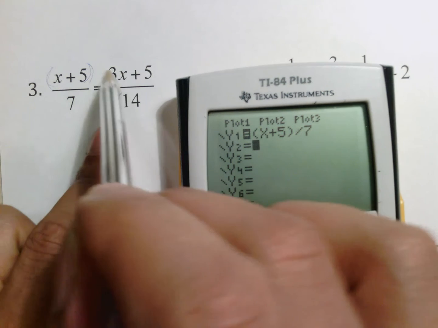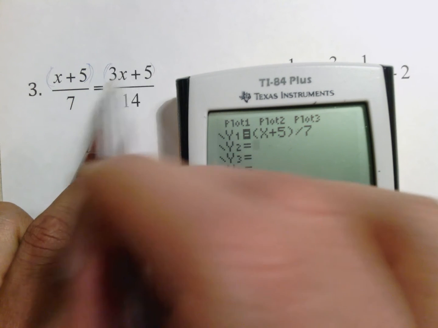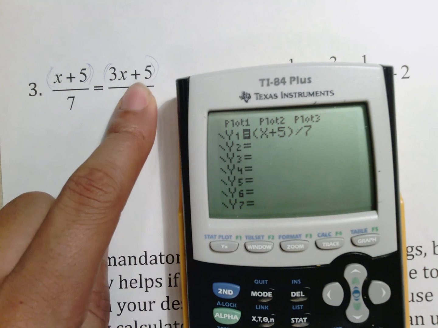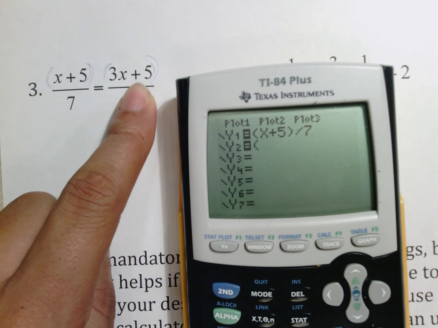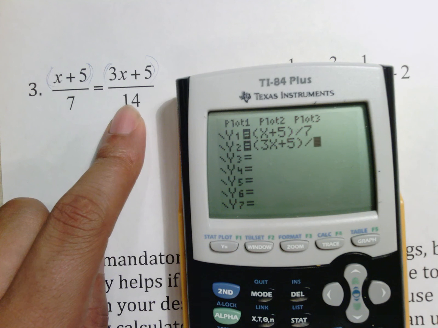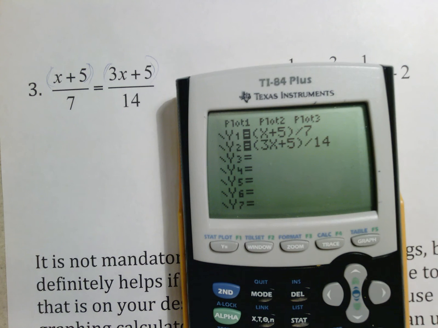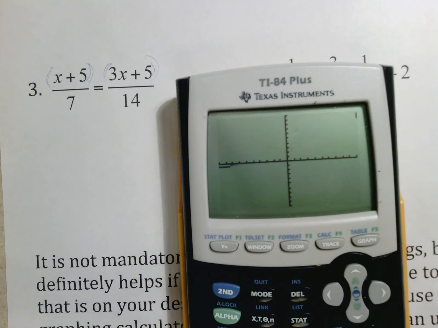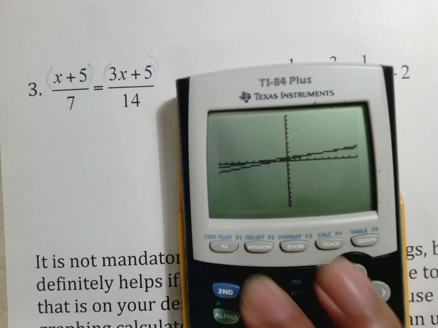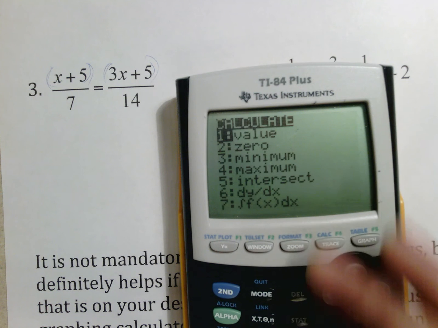And the other one, again, I have to kind of add in my own programming skill and put this part of the fraction in parentheses. So parentheses 3x plus 5 over 14. Again, graph that. Of course, the graphs aren't going to look great because they're just random, but the whole point of the graphs is for us to calculate the intersection.